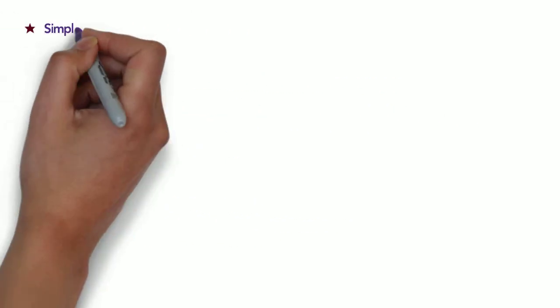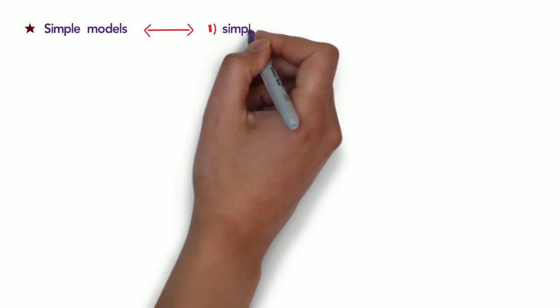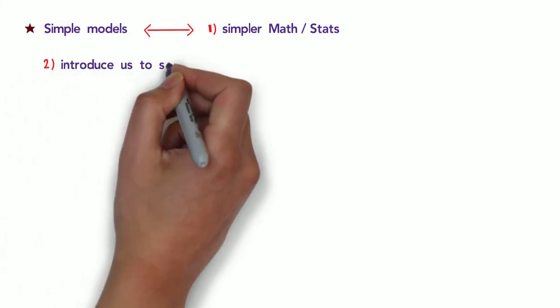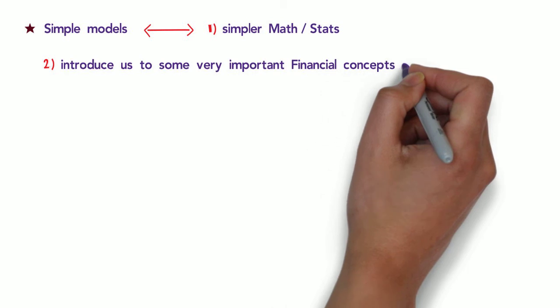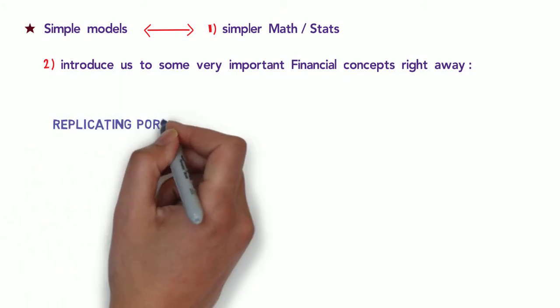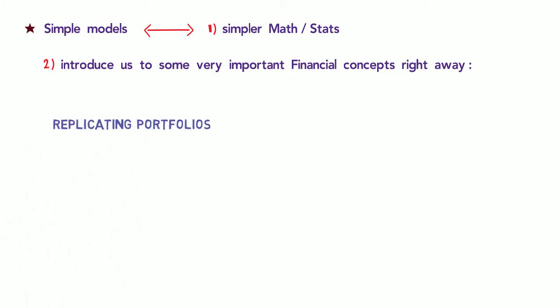The advantage of starting with simple models is that the mathematics and statistics that you have to deal with get considerably easier. We can get ourselves familiar with some very important financial concepts right away without getting bogged down with complex mathematics or statistics. So we will be able to quickly appreciate such financial concepts and ideas like construction of replicating portfolios, which we will say is one of the central and beautiful ideas to the pricing of options.